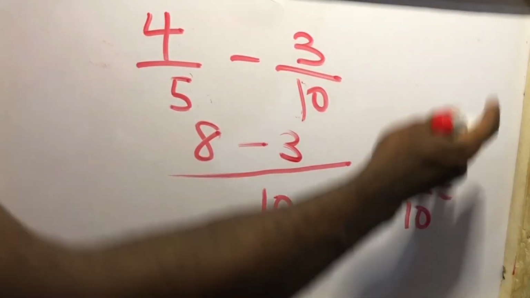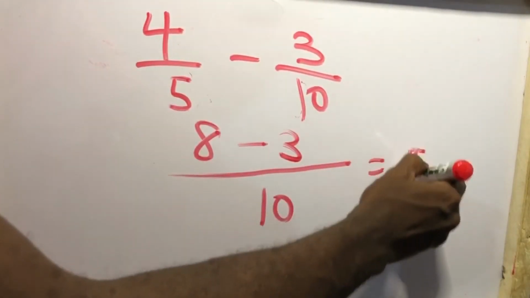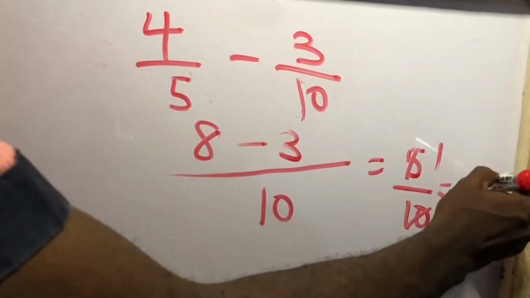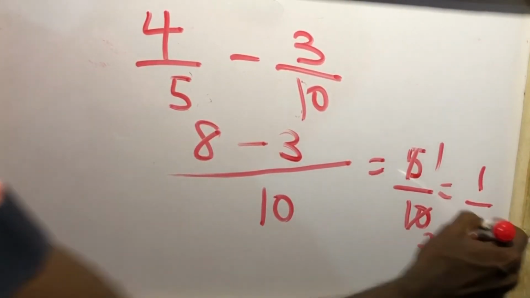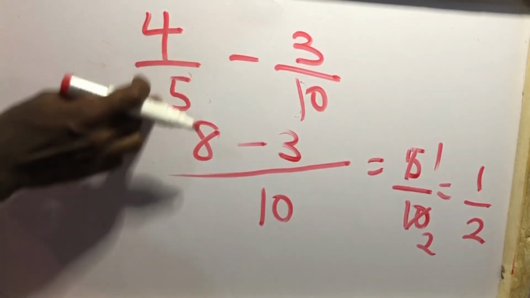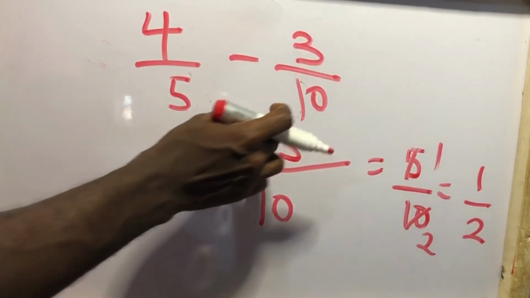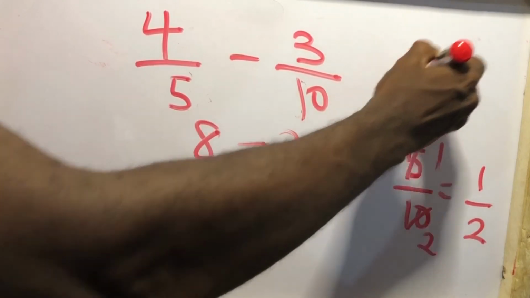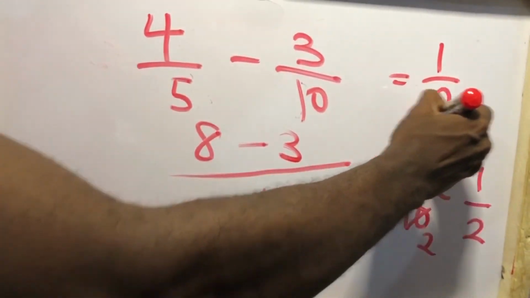Now you have to simplify this. 5 here 1, 5 here 2. So you have 1 over 2. So that means that 4 divided by 5, that means 4 over 5 minus 3 over 10 will give you what? Will give you 1 over 2. That's the answer.